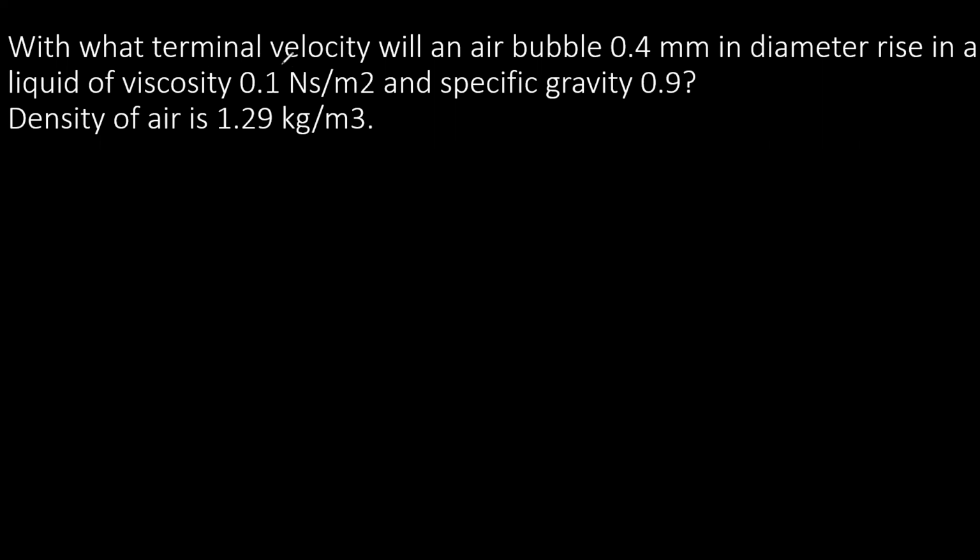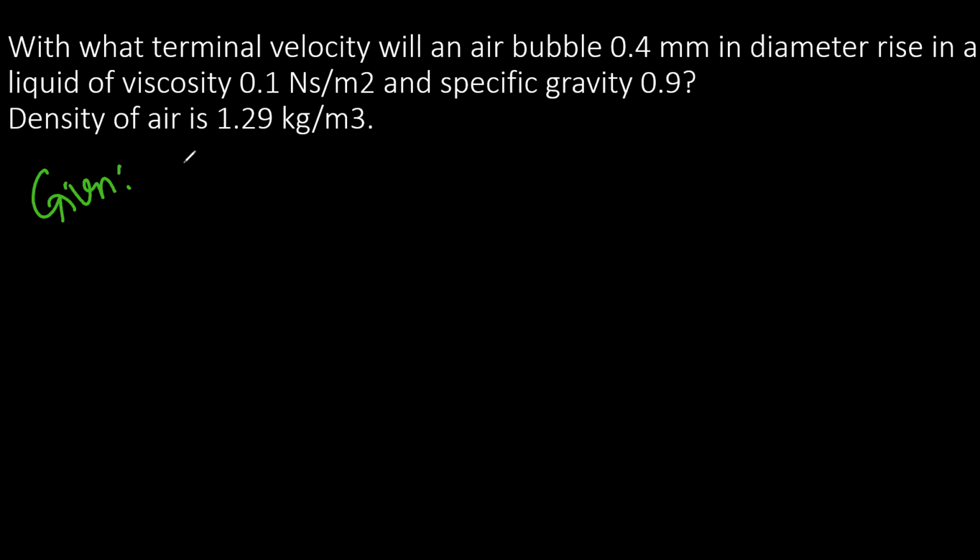So next is, with what terminal velocity will an air bubble of 0.4 millimeter in diameter rise in a liquid of viscosity 0.1 Newton second per meter square? मतलब ये eta ही है. And this specific gravity is 0.9. लेकिन यहाँ पे question mark किया. Okay, let's see. And density of air is given. First I'll get what is given.